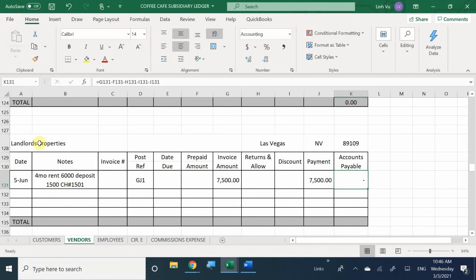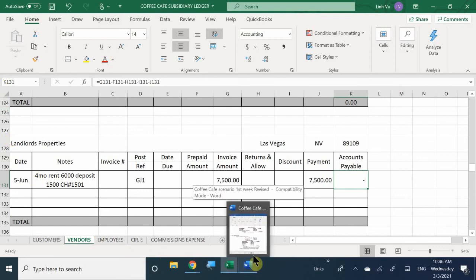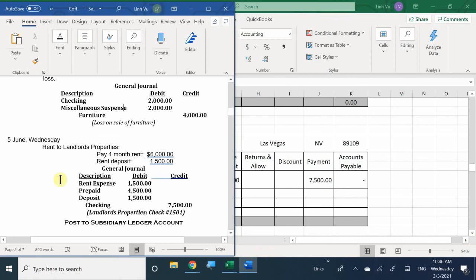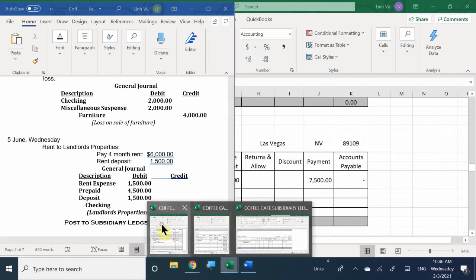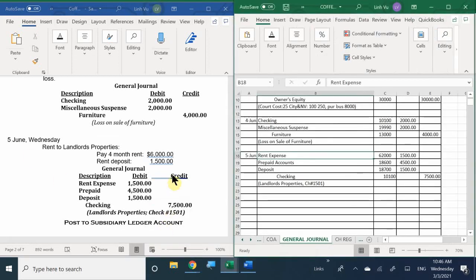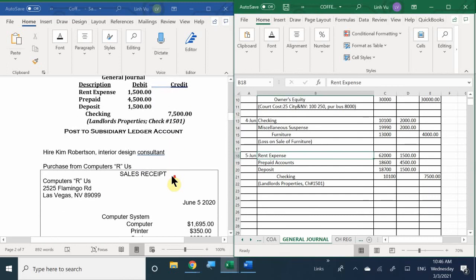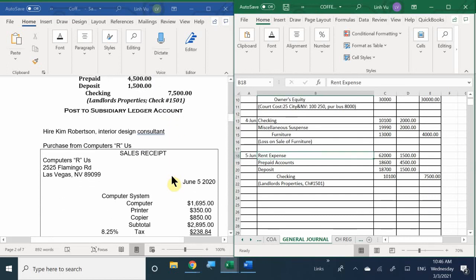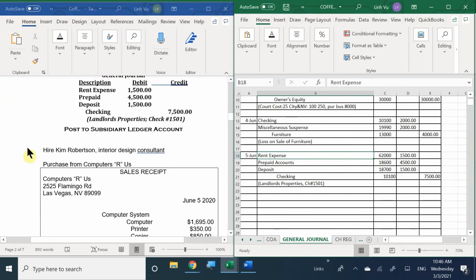All right, so now that we're coming back, we just got to take a look at how to use the subsidiary ledger for the first time. Now that we completed our transaction, we can go ahead and move on to the next scenario. What else had happened on the 5th? What else happened here?